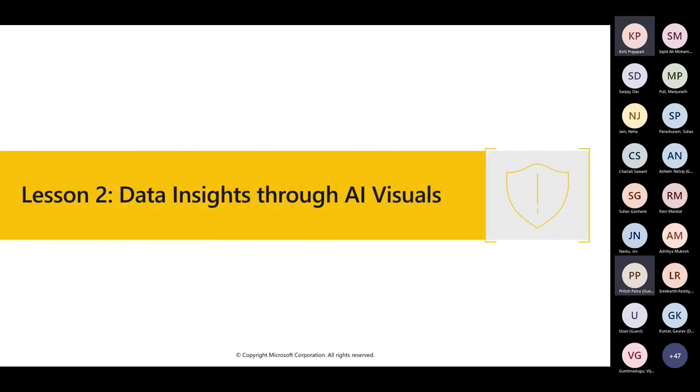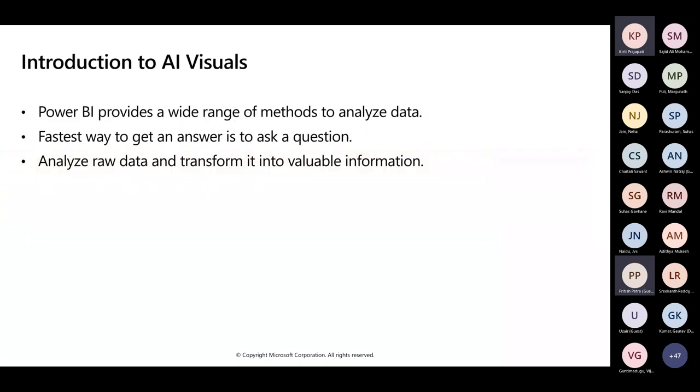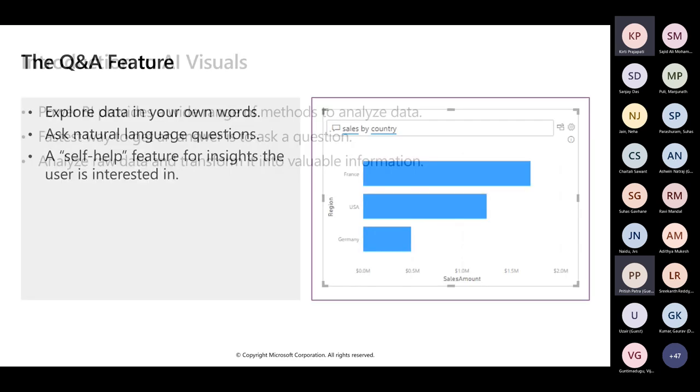Right. And then we have AI visuals. If you want to use some kind of Power BI feature for a different way of analyzing the data, there is the fastest way to get an answer using AI. Let's say, for example, the question and answer feature, right? We have that option available. If you ask some question, it will come up with a self-help and give us a response on how you are trying to get the answer.